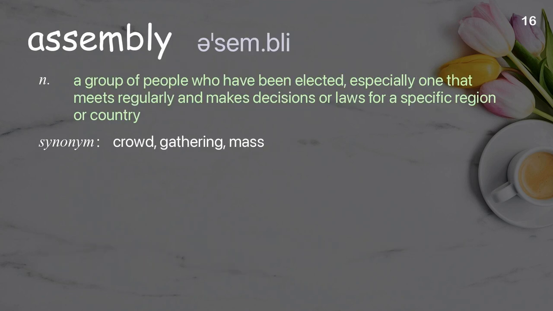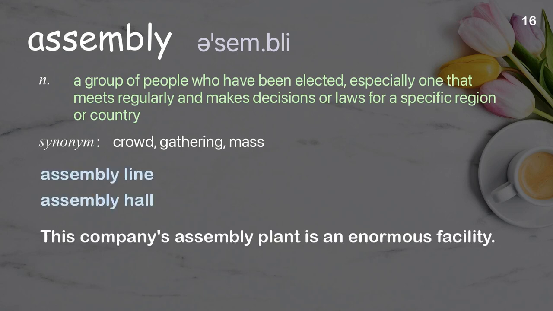Assembly. A group of people who have been elected, especially one that meets regularly and makes decisions or laws for a specific region or country. Examples. Assembly line. Assembly hall. This company's assembly plant is an enormous facility.